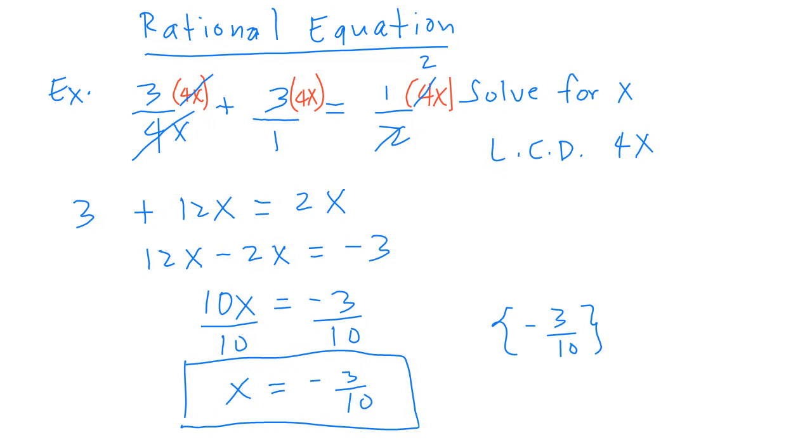Now, when will your equation or expression be undefined? When x is equal to 0. So when you plug that into the equation, x becomes 0 at the bottom. So 4 times 0 becomes 0 at the bottom for 4x, and that would become undefined. So your final answer at that value would be the empty set. But in this case, our answer is -3/10.